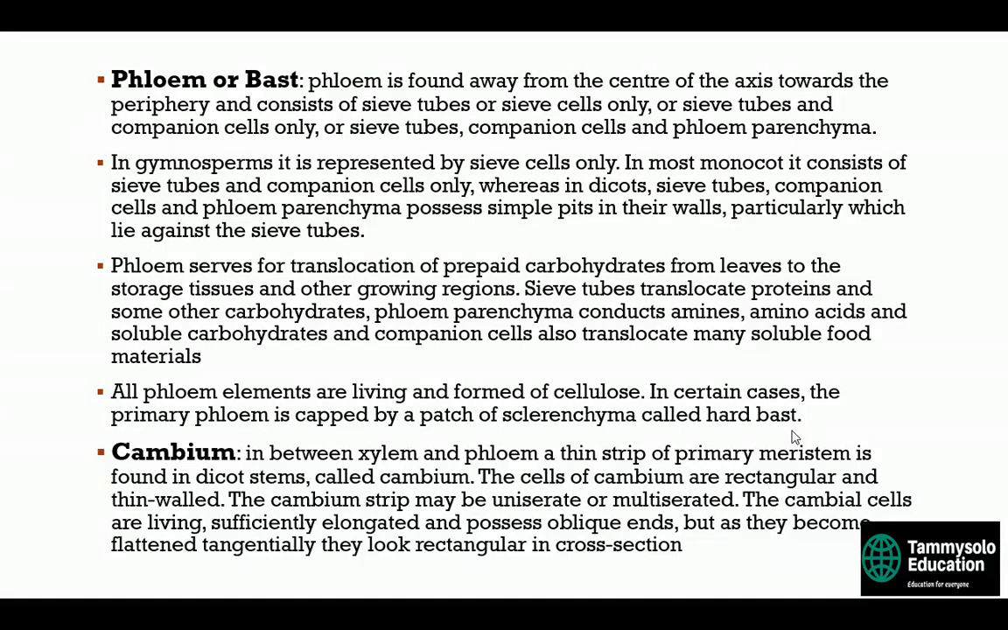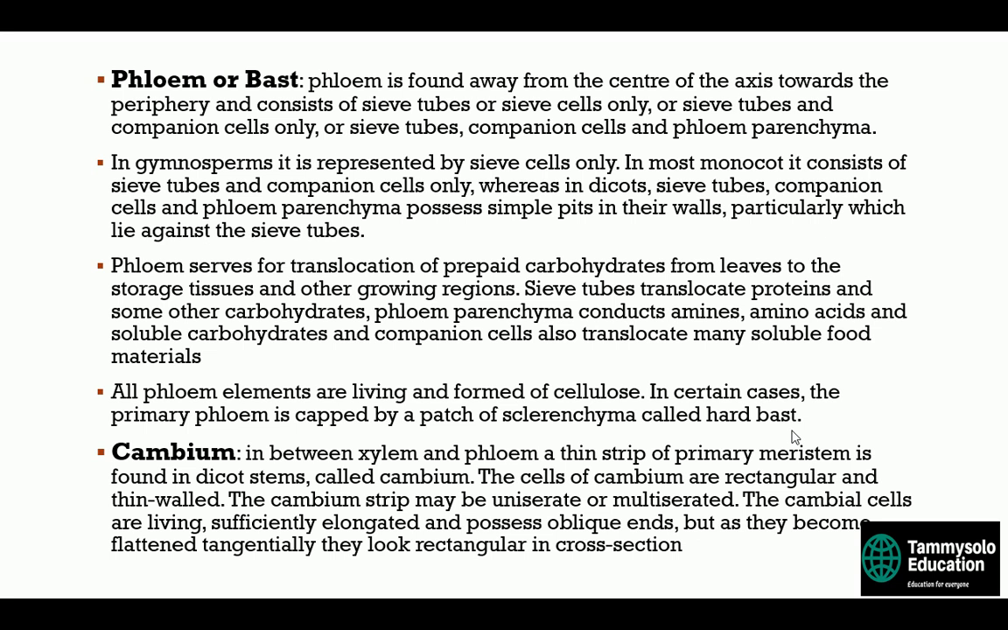So phloem serves for translocation of prepared carbohydrates from leaves to the storage tissues and other growing regions. Sieve tubes translocate proteins and some other carbohydrates. Phloem parenchyma conducts amines, amino acids, and soluble carbohydrates, and companion cells also translocate many soluble food materials. All phloem elements are living and formed of cellulose. In certain cases, the primary phloem is capped by a patch of sclerenchyma called hard bast.